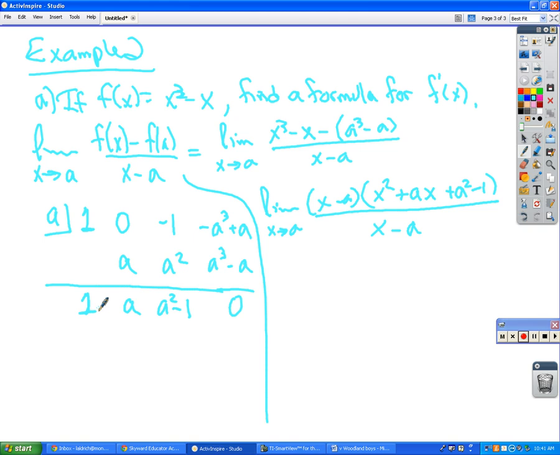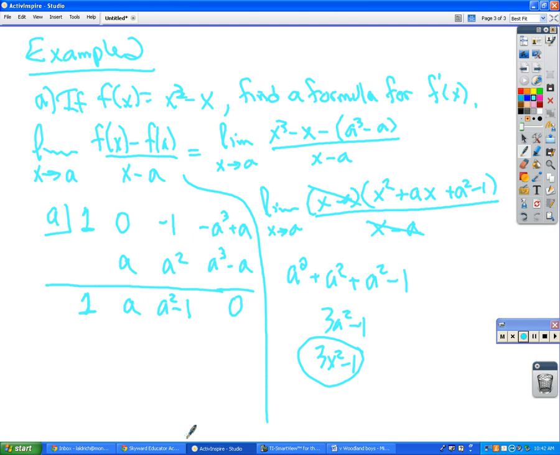Now that we have factored this, the x minus a's cancel. And then what do I do to figure out the limit? Plug in a, so this becomes a squared, plus a squared, plus a squared, minus 1. So altogether, what do I have? 3a squared minus 1. But we want a formula for f prime of x, so you should be writing your answer as 3x squared minus 1 instead of a. They want the independent variable to be x, not a.